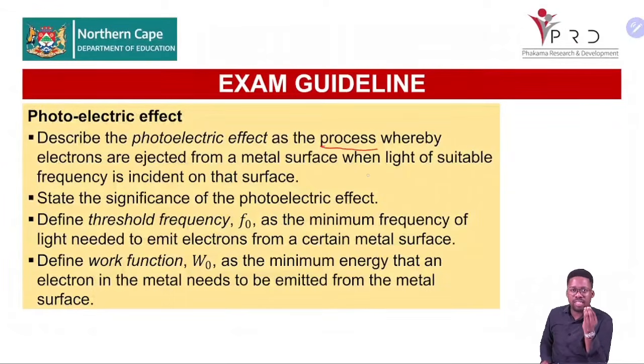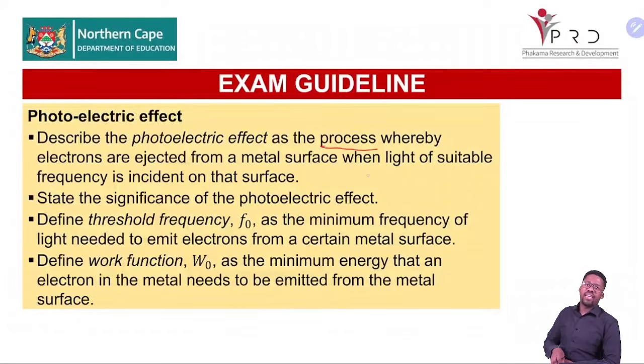The threshold frequency for zinc is not the same as the threshold frequency for sodium. It is not the same as for silver. It is not the same as for cobalt. So each metal has its own threshold frequency. The minimum frequency needed to eject an electron from that specific metal surface is called threshold frequency. And remember, this light that shines on the metal surface must have enough frequency, threshold frequency.